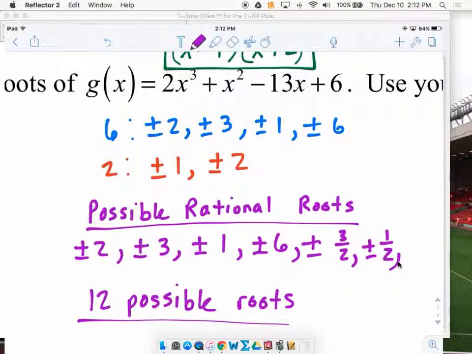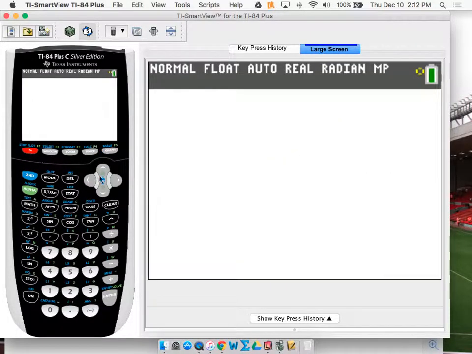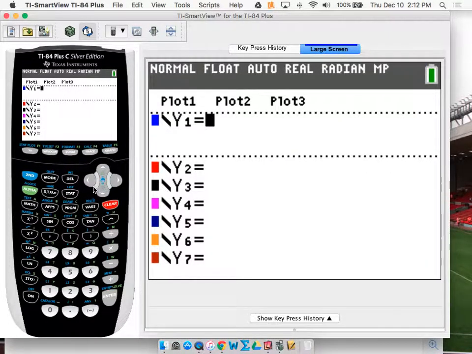Okay, so if you have a lot of factors to work with, like we do now, we had 4 before. 4 is manageable. 12 is a lot. So what you can do is put that into your calculator and then narrow it down. Okay, so I'm going to put in, well, I wouldn't give you one where you had to test so many. So I have 2x cubed plus x squared minus 13x plus 6.